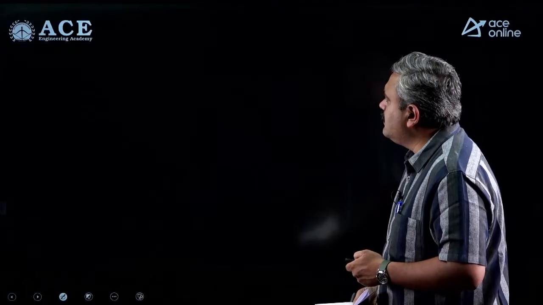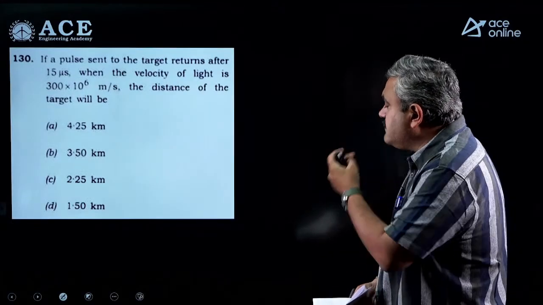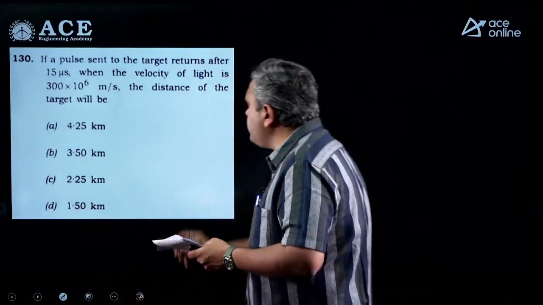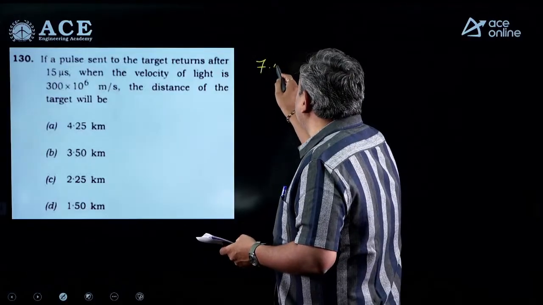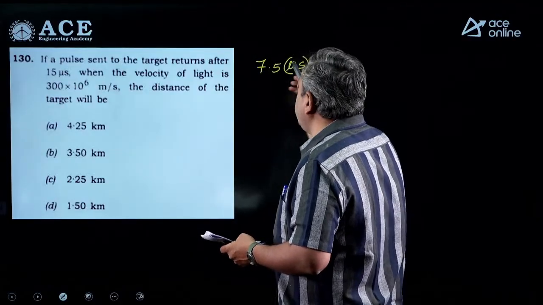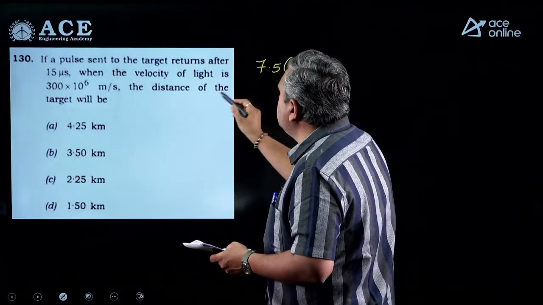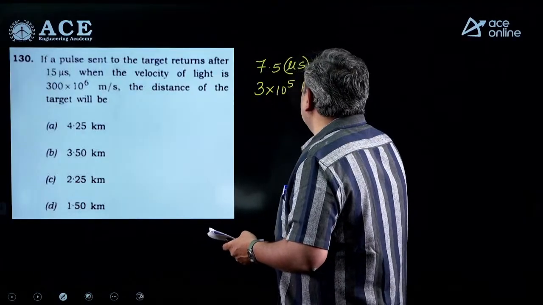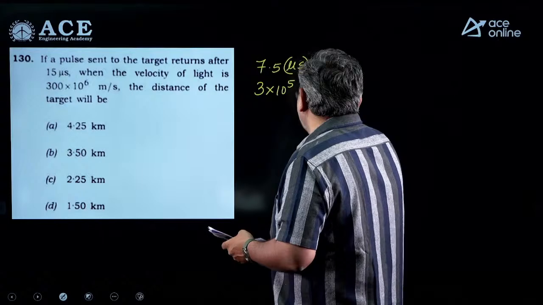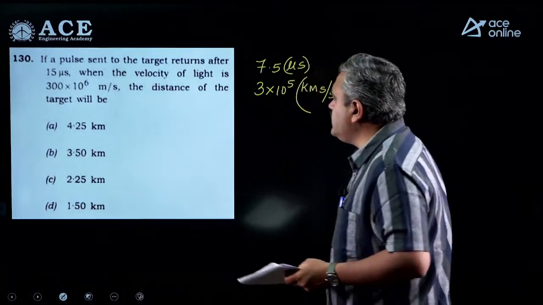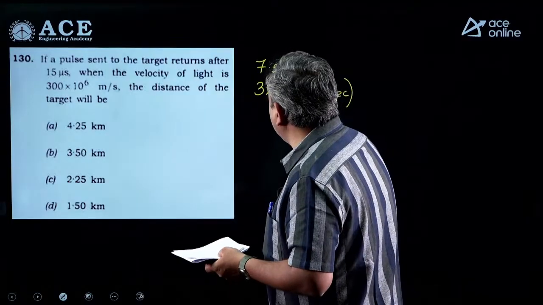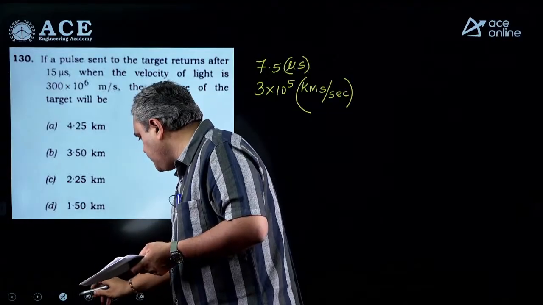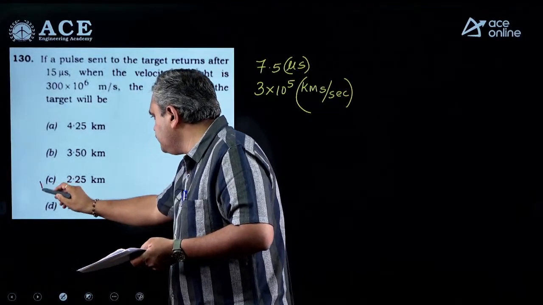Next. If a pulse sent to the target returns after 15 microseconds. So again the same model he is using. So the round trip time is 15 microseconds. So the one way time is 7.5 microseconds. Velocity of light is given as 3 into 10 to the power of 8 meters per second or 3 into 10 to the power of 5 kilometers per second. So what is the distance? Just multiply these two. 7.5 into 3, you will get 22.5 into 10 to the power of 5. So approximately the only possible choice that you can make out from here is this value. Okay.